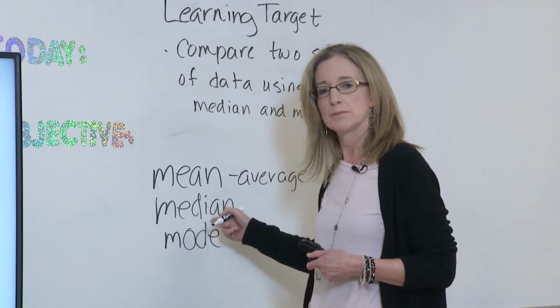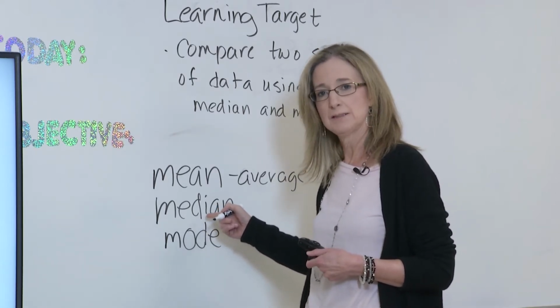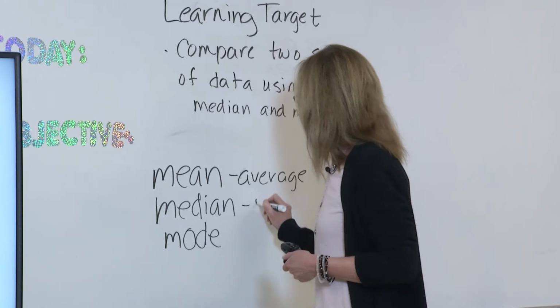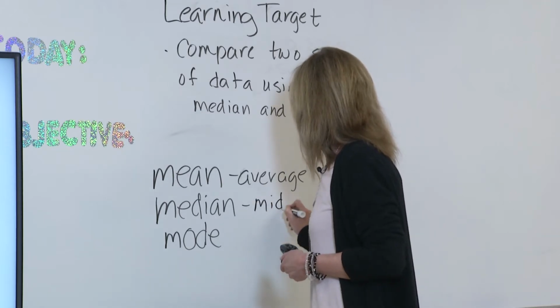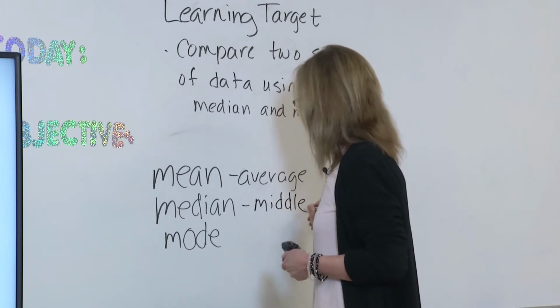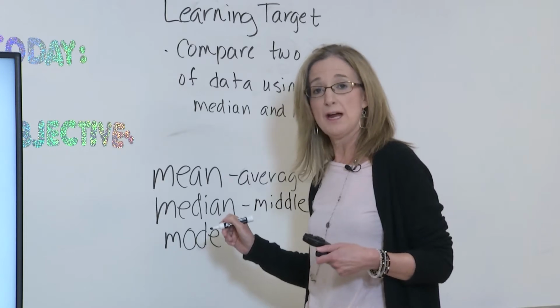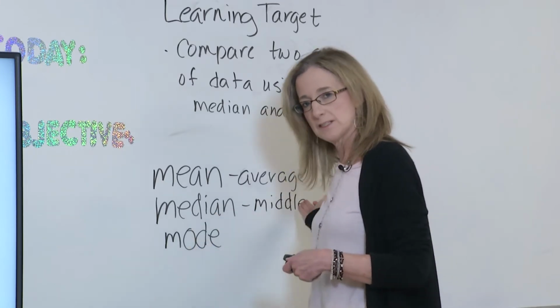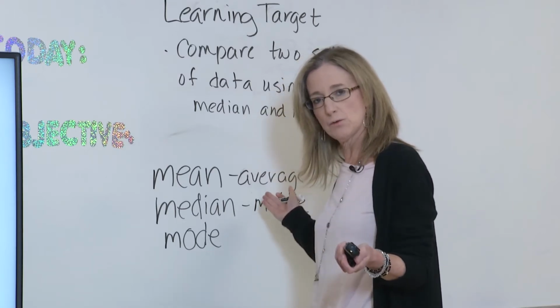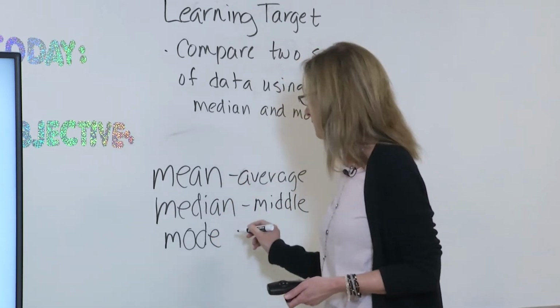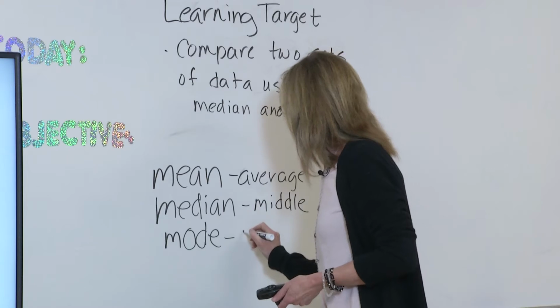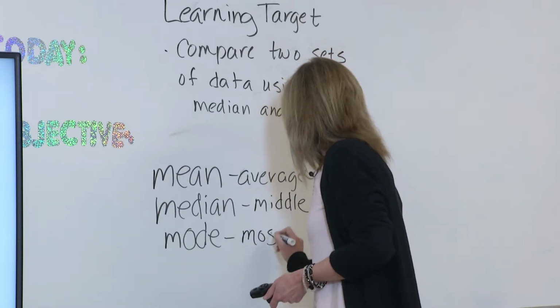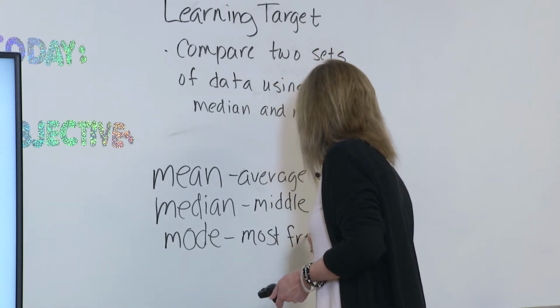Mean means average. That's where you take all of the numbers that you have, add them together, and divide by the total number. Median. What does median mean? The median is the number that's in the middle. So if you have 13 numbers, you get rid of the 6 on the one side, the 6 on the other side, and you pick the one in the middle. Mode is the most frequent.